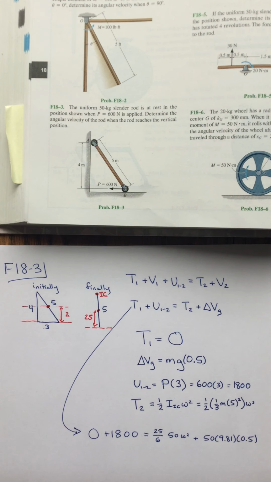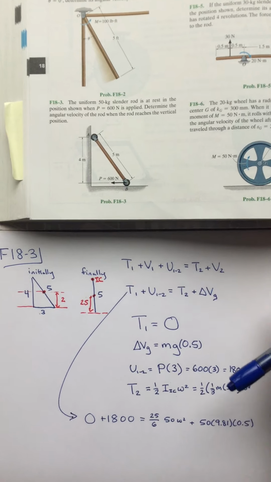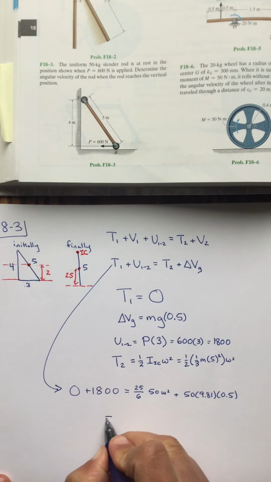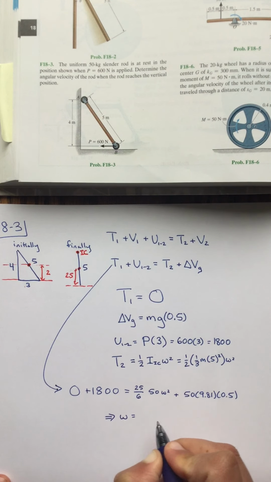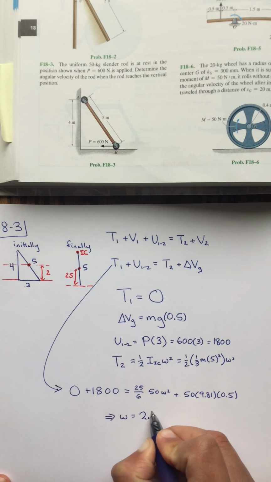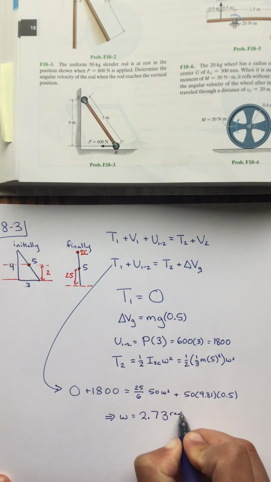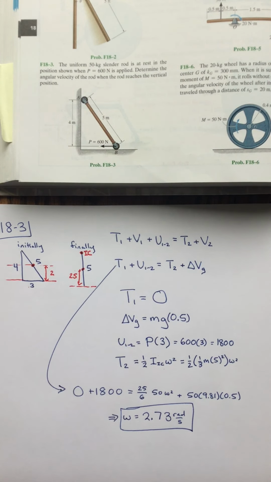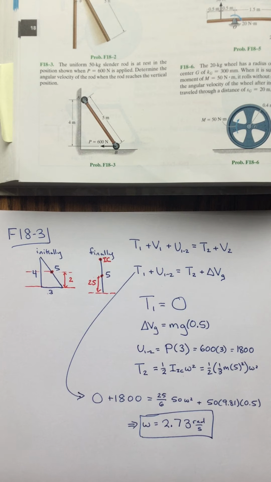Okay, so now we were asked to find the angular velocity of the rod when it reaches its vertical position, so we can solve for the angular velocity, and you can do that on your own. You should get 2.73 radians per second. That concludes fundamental problem 3.